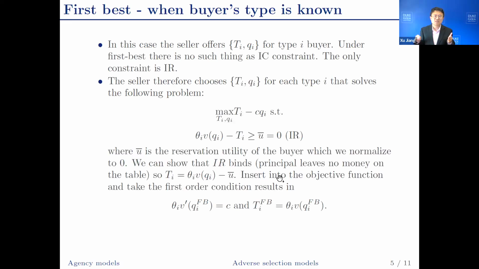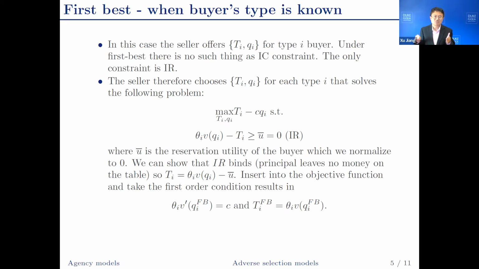So the seller chooses T_i and Q_i for each type i that maximizes the seller's payoff from transacting with each type. The seller can do that because the seller can observe each buyer's type. Subject to the IR constraint, which means the expected utility from the buyer has to be bigger or equal than some reservation utility, which is normalized to 0. Similar to the discussion in the moral hazard settings, we can show that IR binds because the seller is not going to leave any money on the table. So T_i would equal to theta_i V(Q_i) for each type.